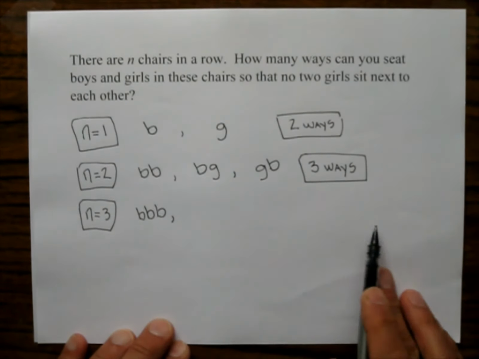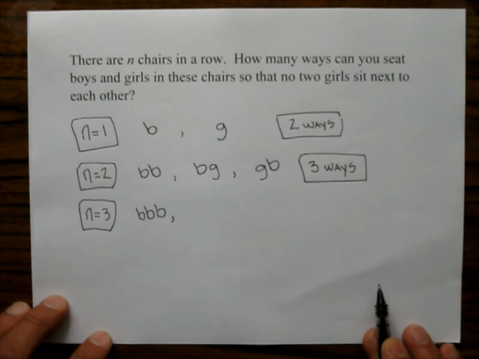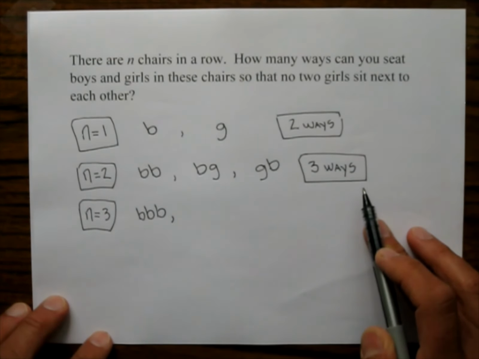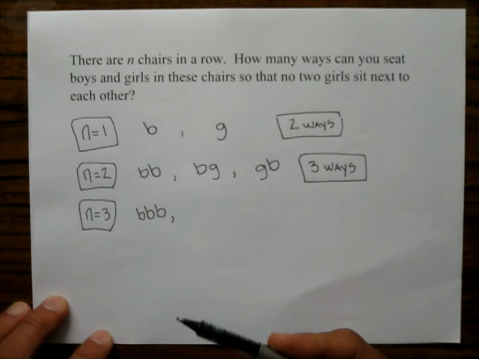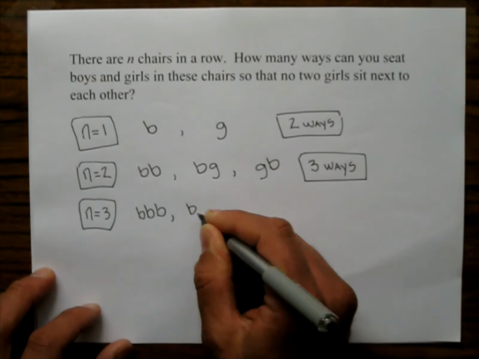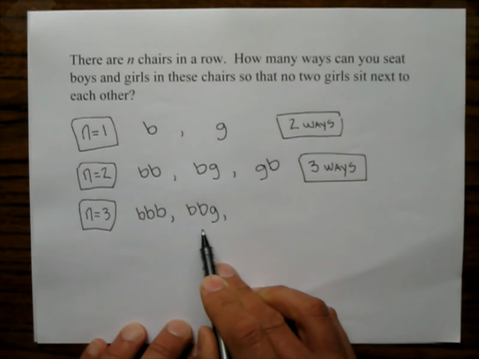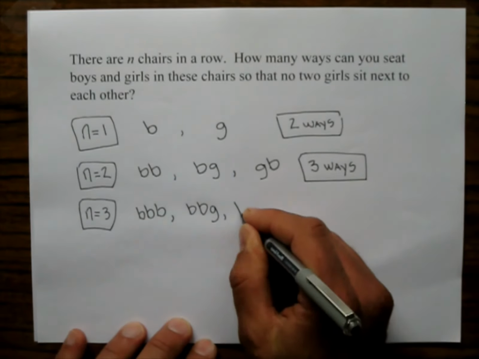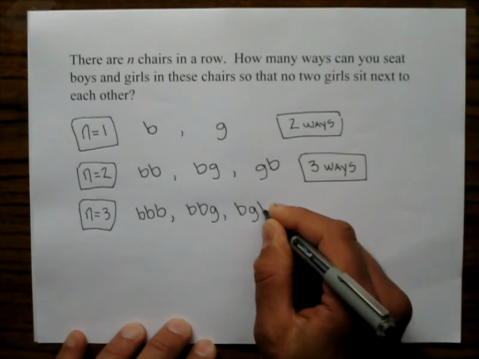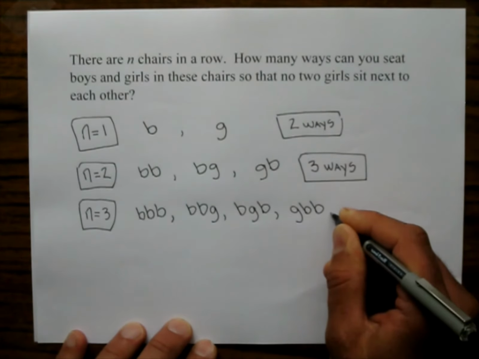Let's go ahead and write out some more methods, maybe some more configurations. Maybe you have figured this out on your own and you're looking at your answers and something's clicking. But let's just do this. Boy, boy, boy. So you can have boy, boy, girl. So I'll do the ones where there are 2 boys exactly. Boy, girl, boy. And girl, boy, boy.